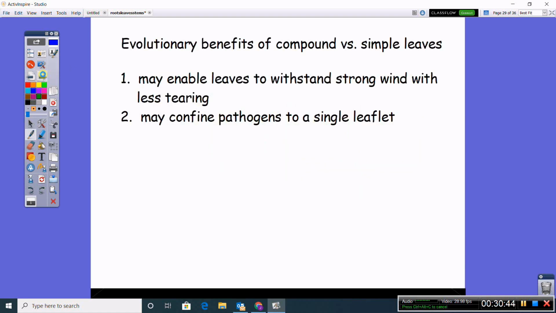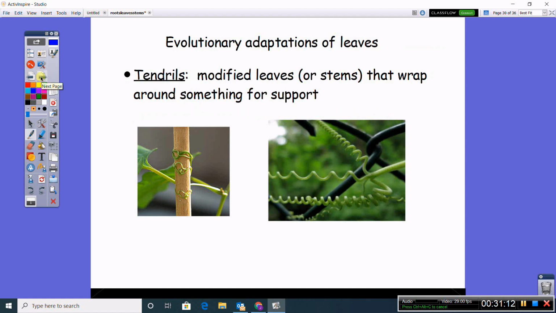Okay, evolutionary benefits of simple versus compound leaves. The reason that some plants will want to have compound leaves is it can enable them to withstand strong winds and prevent tearing. And then if they were to be infected by a fungus or some other kind of pathogen, maybe even a virus that infects plants, by having separate little leaflets, it may help to confine that pathogen to a single leaflet.